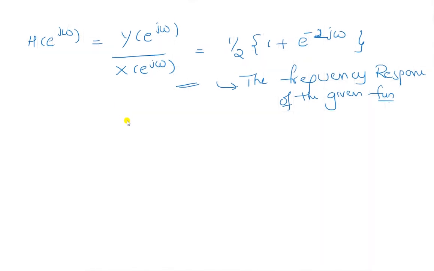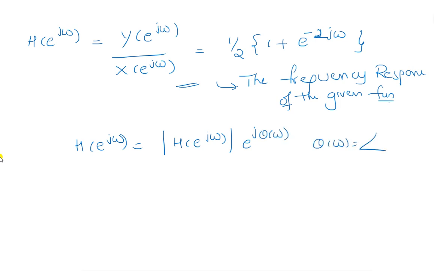Now, in order to determine the magnitude response and phase response, what should we do? For that, H of e to the power of j omega should be expressed as modulus of H of e to the power of j omega into e to the power of j theta of omega, where theta of omega is the phase angle of H of e to the power of j omega. So what is the obtained frequency response? H of e to the power of j omega is equal to 1 by 2 into 1 plus e to the power of minus 2j omega.